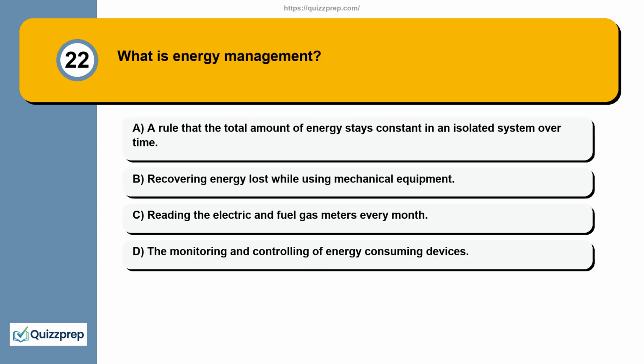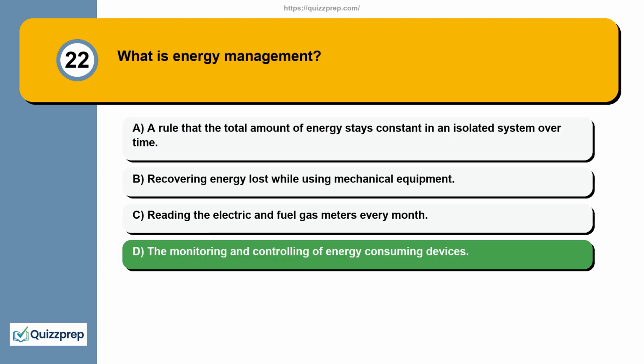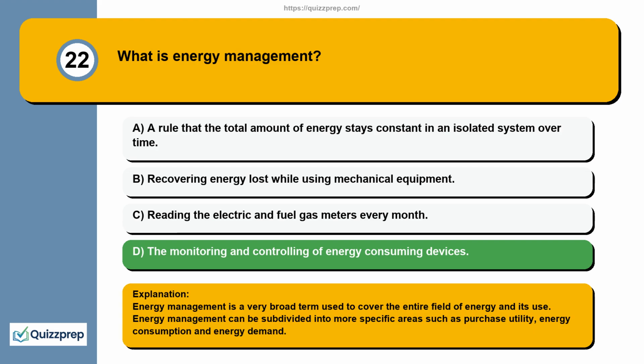Question 22. What is energy management? A rule that the total amount of energy stays constant in an isolated system over time, recovering energy lost while using mechanical equipment, reading the electric and fuel gas meters every month, the monitoring and controlling of energy-consuming devices. Energy management is a very broad term used to cover the entire field of energy and its use. Energy management can be subdivided into more specific areas such as purchase utility, energy consumption, and energy demand.